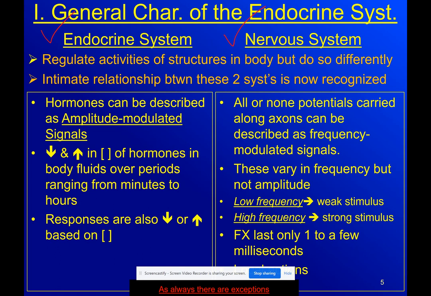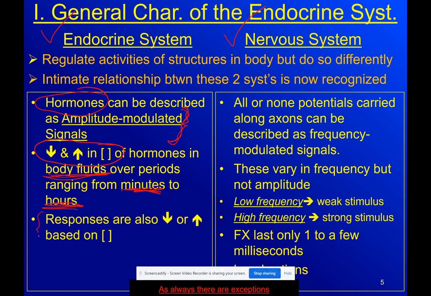So in the endocrine system, the things that we release are called hormones. Hormones are amplitude-modulated signals. So what does that mean? It's concentration dependent. If you decrease or increase the concentration of hormones in body fluids over time, you see differences in how the body responds. Increases and decreases in the body fluids for hormones can range from minutes to hours. That difference in hormone levels isn't instantaneous, poof, you have ginormous amounts of hormone. It literally takes a little bit of time.